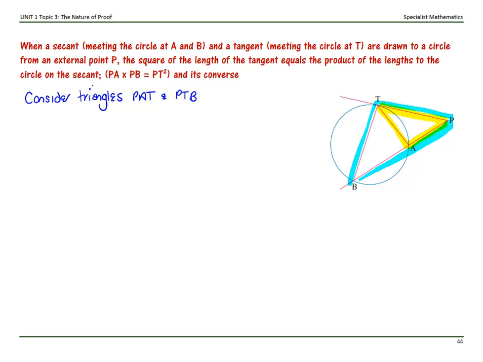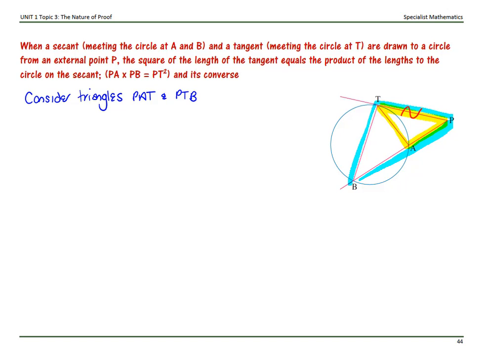So you have to somehow be dealing with similar triangles. We're going to consider these two triangles because that will deal with our PA, our PB, and also our PT squared, because our PT is common to both of those triangles. So you can see this PT is a common side. PA belongs to the small yellow triangle and PB belongs to the big triangle. Okay, so that's our direction. Now let's get started.